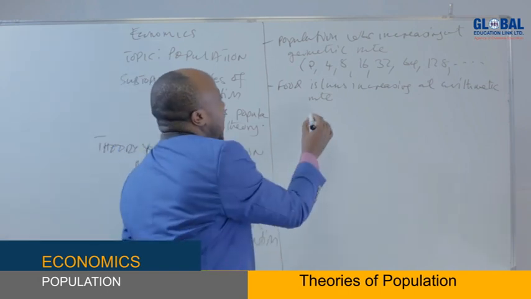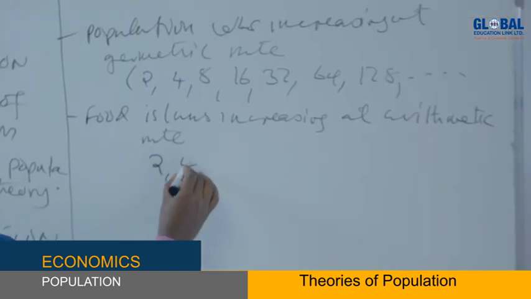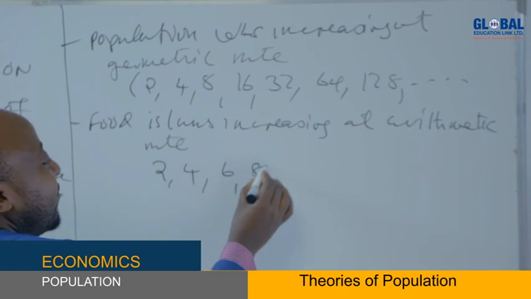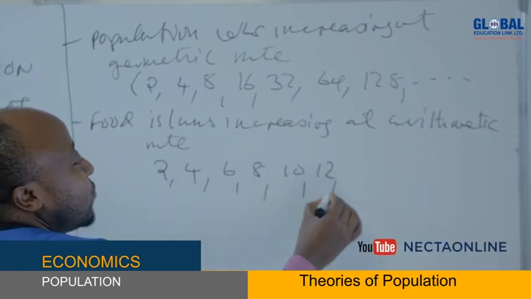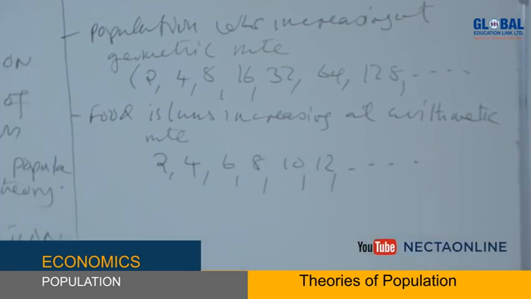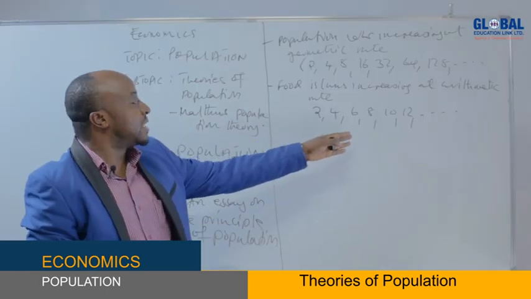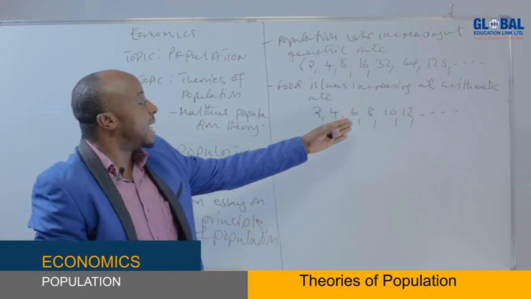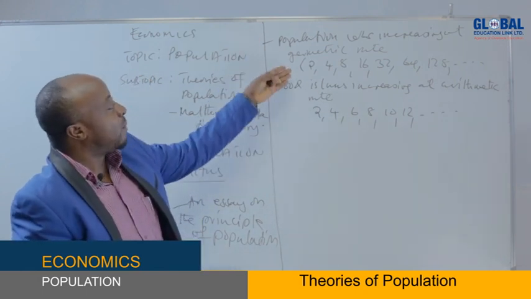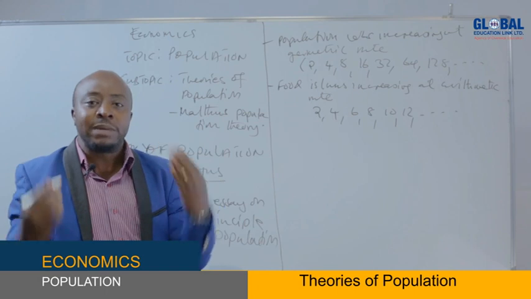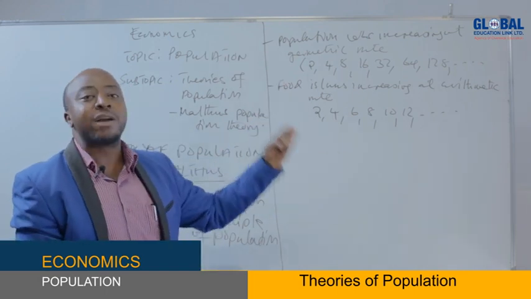It means by arithmetic, when we have 2, we have 4, we have 6, we have 8, we have 10, we have 12, etc. So you can find the rate at which food is increasing. It is slow because it's going arithmetically. That means by addition. While for the case of population growth, it is going by geometric. That means it is multiplying, going very fast.